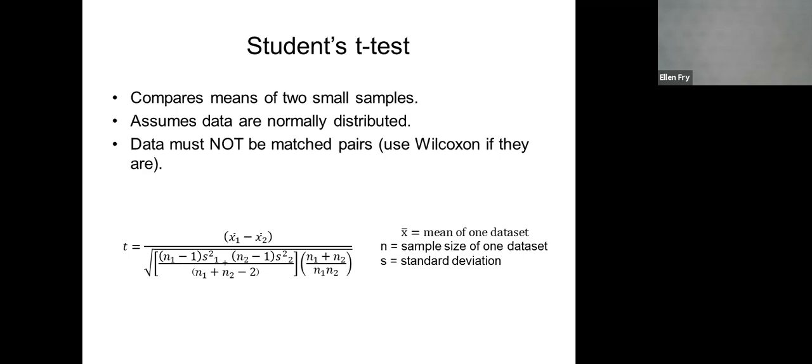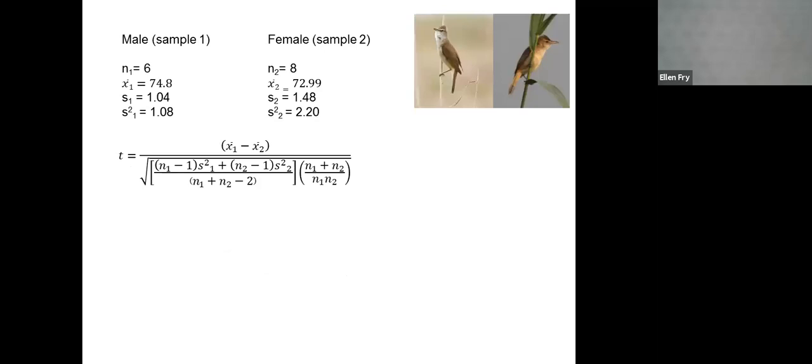Let's look at an example. Our example here is male and female warblers, and we are asking if they have different average weights. I have provided some data parameters. As you can see, we managed to catch more females than males. So we have 6 males and 8 females, that's n.